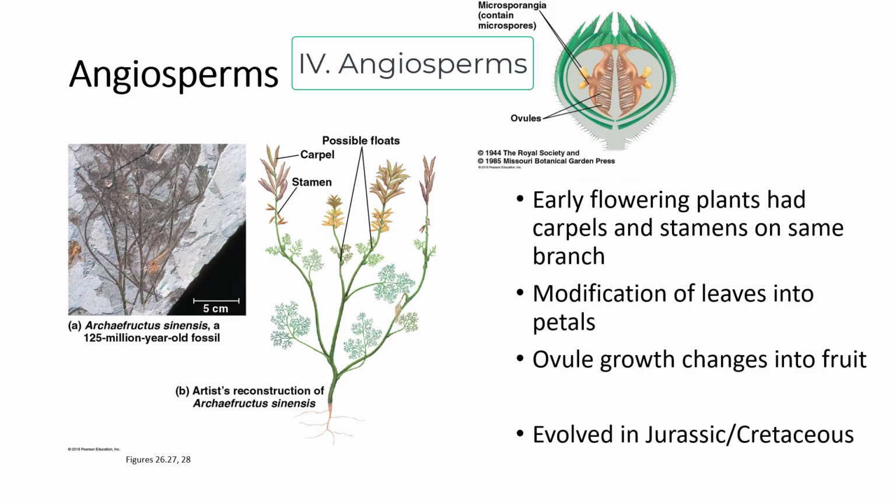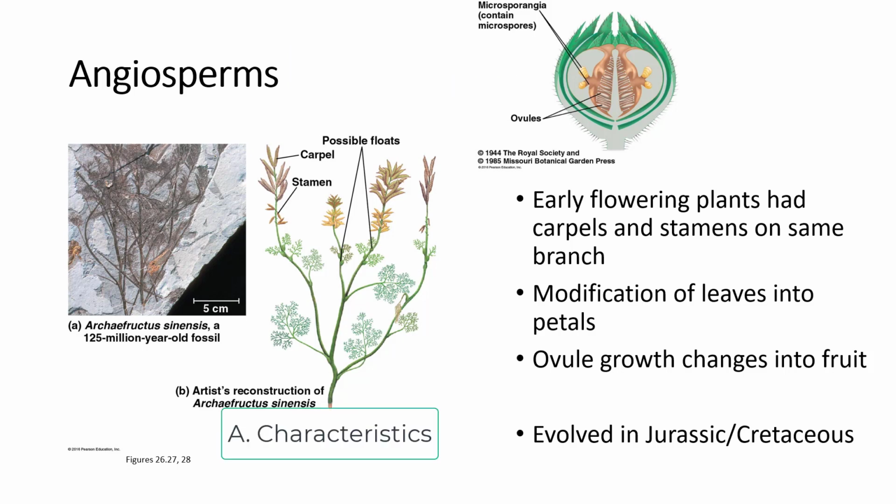Angiosperms are noted for their flowers and their fruits, but the early flowers looked nothing like the flowers of today. They had carpels and stamens just on the same branch, but didn't have much in the way of petals. The modification of leaves to petals came later, and you can see this in early plants such as water lilies. The ovule growth was able to change this into a fruit, and that was going to increase the dispersal. Angiosperms evolved in the Jurassic and became widespread through the Cretaceous.